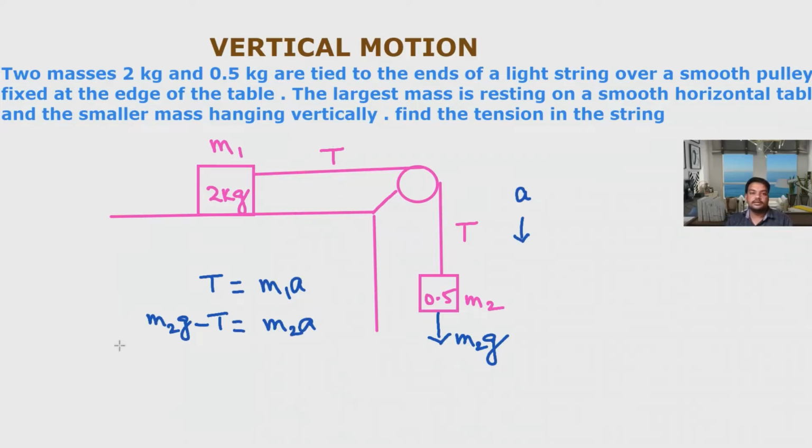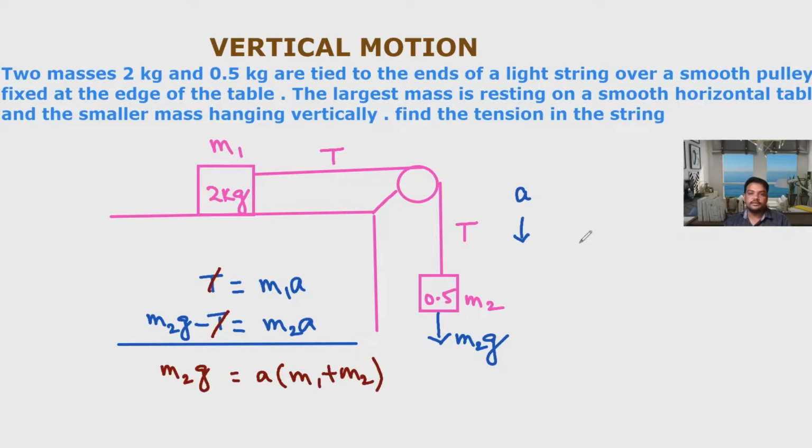Let's add these two expressions. We get M2g is equal to A of (M1 plus M2). Then substitute the values of M1 and M2 and g to get the acceleration.